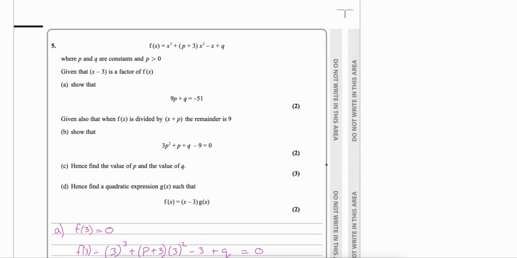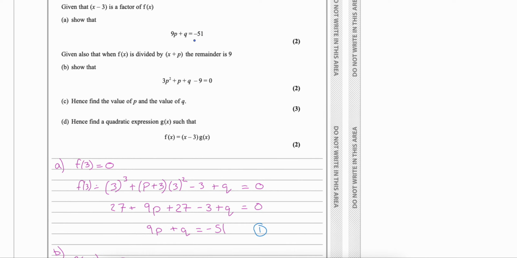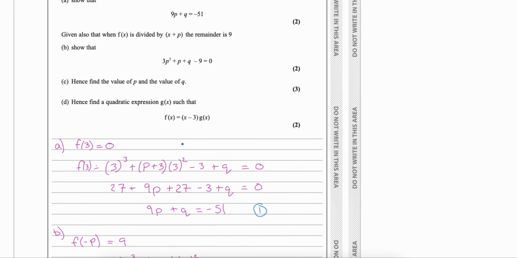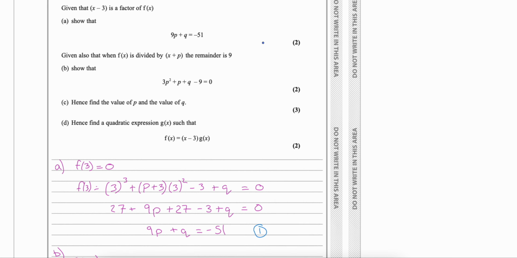Okay, factor, remainder theorem. Fun. Given that x minus 3 is a factor of f of x, show that. Okay, so that means we could put x equals 3 into this formula. And since this is a factor, f of 3 should be equal to 0. So 3 cubed is 27. p plus 3 times 9 will be 9p plus 27. Minus 3 plus q. Multiply out your brackets, simplify your terms, and you get 9p plus q is negative 51. 2 marks.